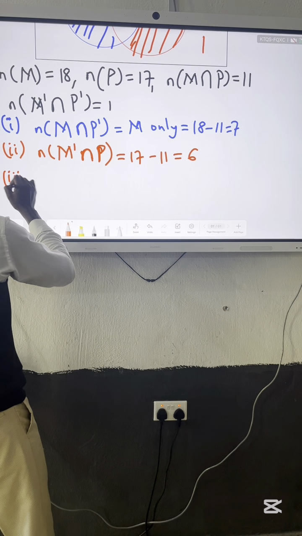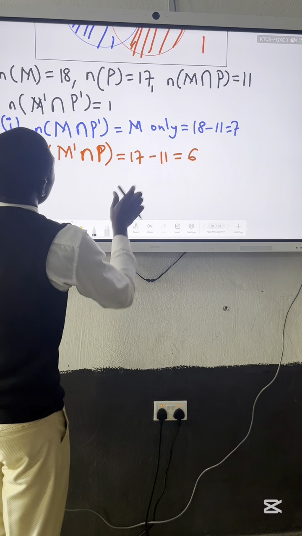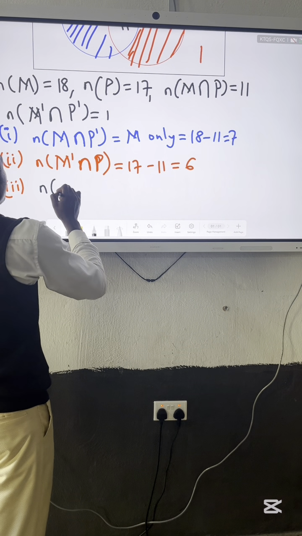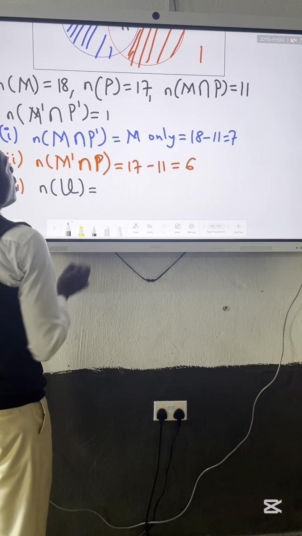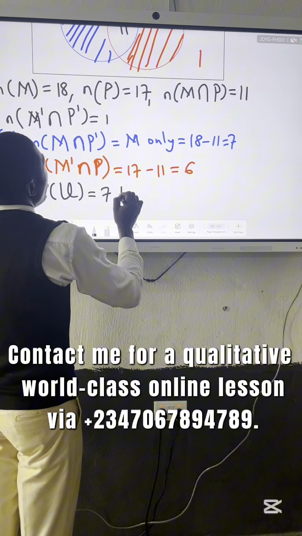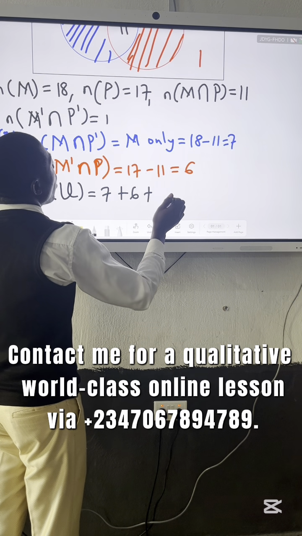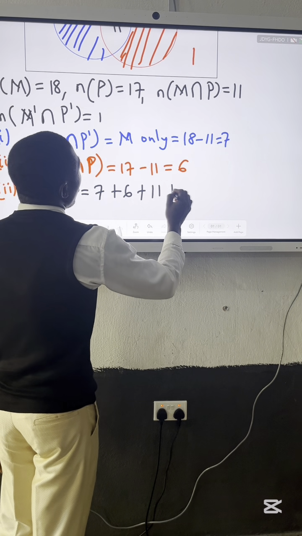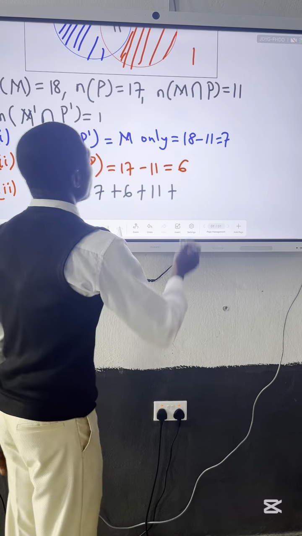Total number of students that sat for the examination, we're going to say those that pass only maths, that's how many now? They are 7. So we're going to say cardinality of universal set is going to be the number of students that pass maths only, which is 7, plus the number of students that pass only physics, which is 6, plus the number of students that pass both subjects, 11, plus the number of students that sat for the 2 exams but did not pass any one, which is 1.